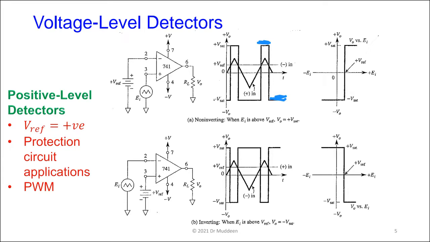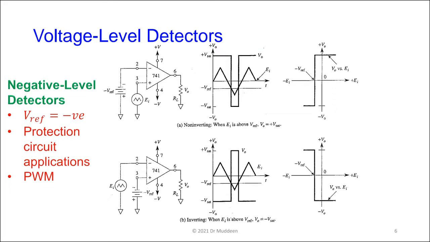And then the flip side of this is a negative level detector. So instead of having VREF as positive, you have VREF as negative. And this is, again, sort of the dual of the previous circuit. Again, you can use it in power supply applications, in protection circuits, where you have both V positives and V negatives in regulated power supplies. And again, you can use it for PWM applications. These are just some small examples of the types of things that you can use a level detector for.